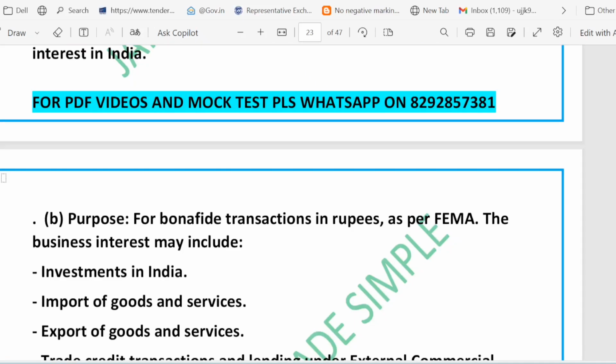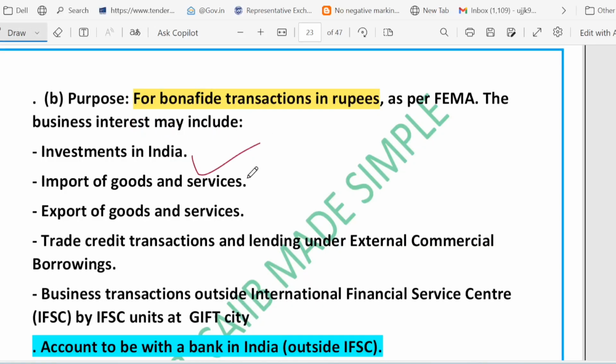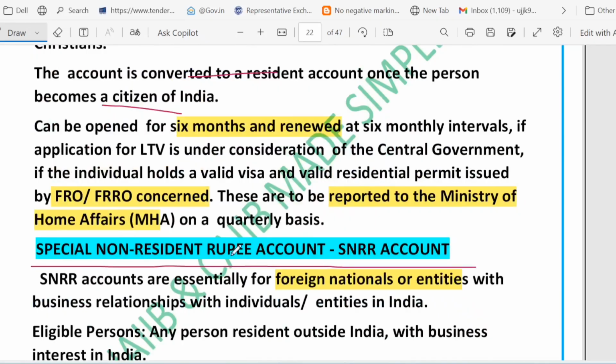Let's understand. So this account exists only for bona fide rupee business transactions. Right. So what does it mean? That means real commercial activities. What are the real commercial activities? Real commercial activity includes investment in India, import of goods and services, receiving payment for export, trade credit, and external commercial borrowing transactions, and business done by the IFSC unit. Full form is International Financial Service Center unit, right, at the GIFT City. So if you are transacting in rupees for real business reasons, use SNRR, not for casual money transfer. Because in the full form you will see rupee account. So it is denominated in rupees, clearly written.